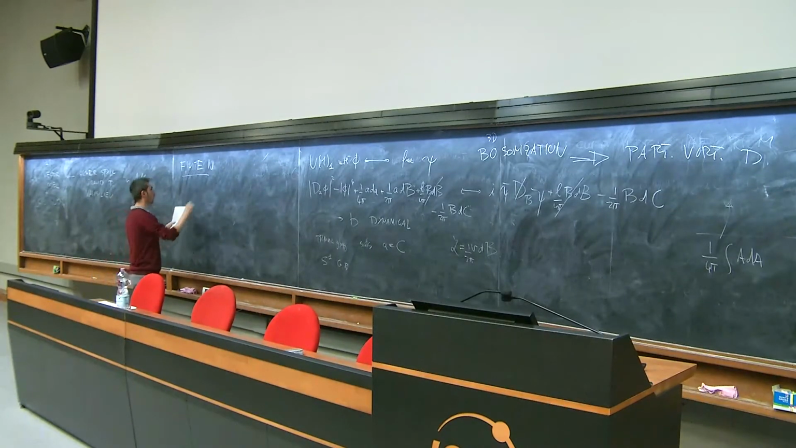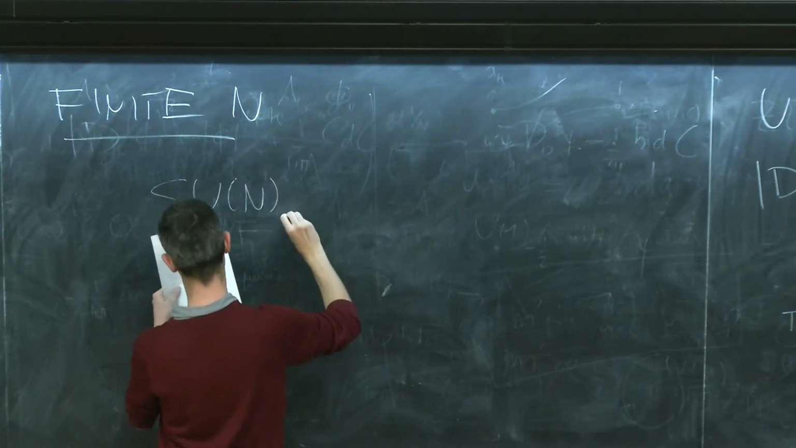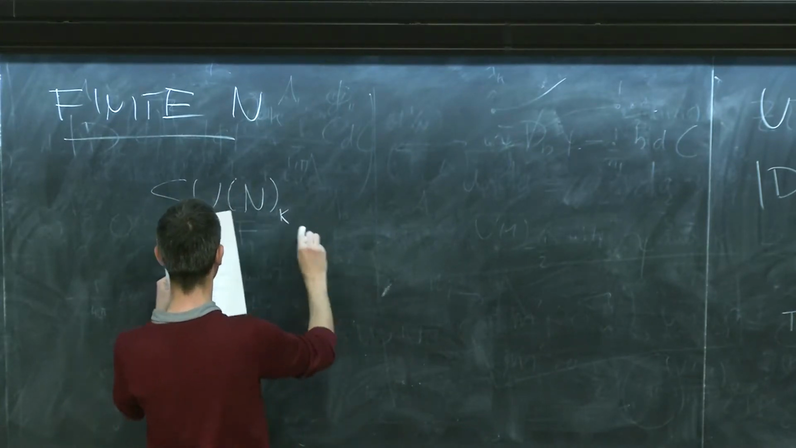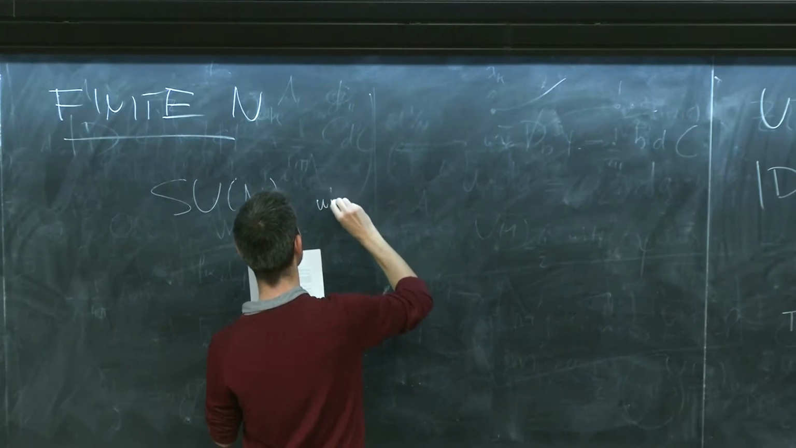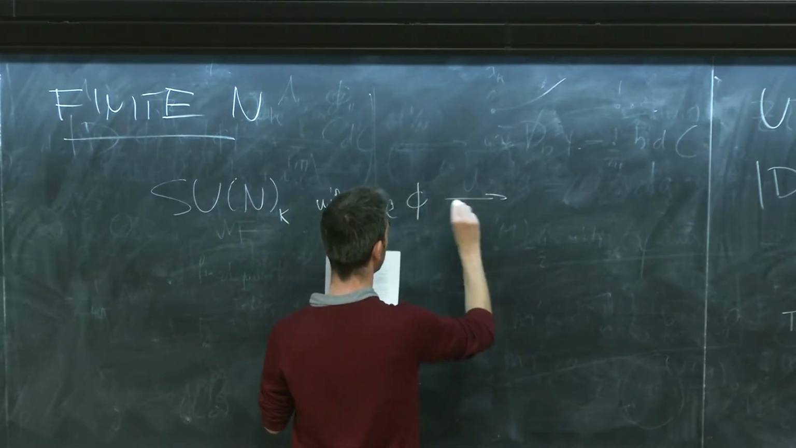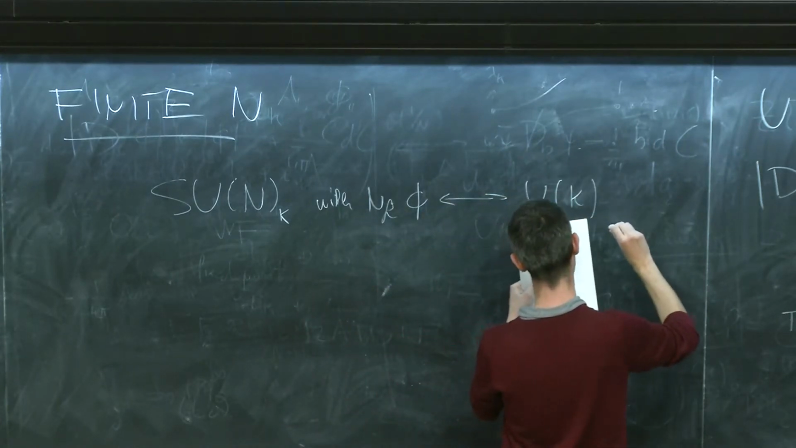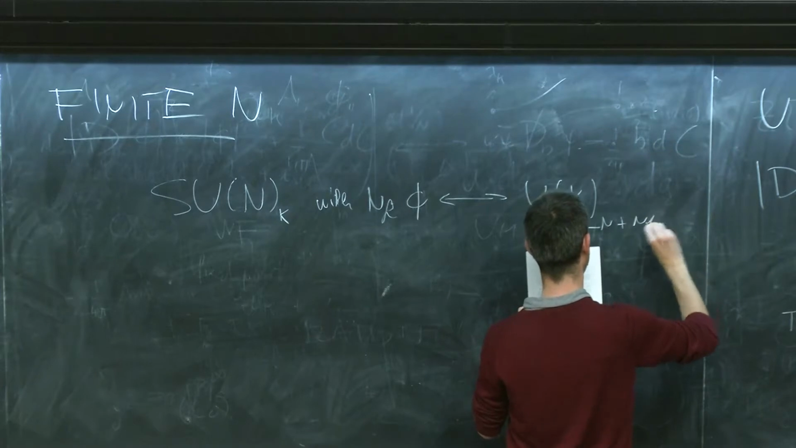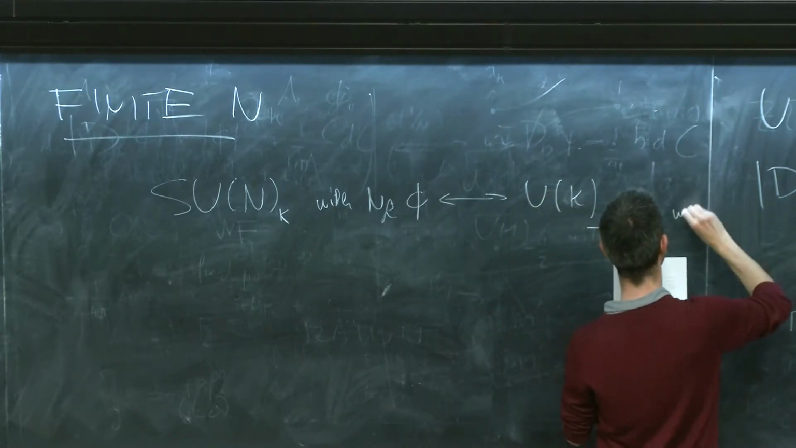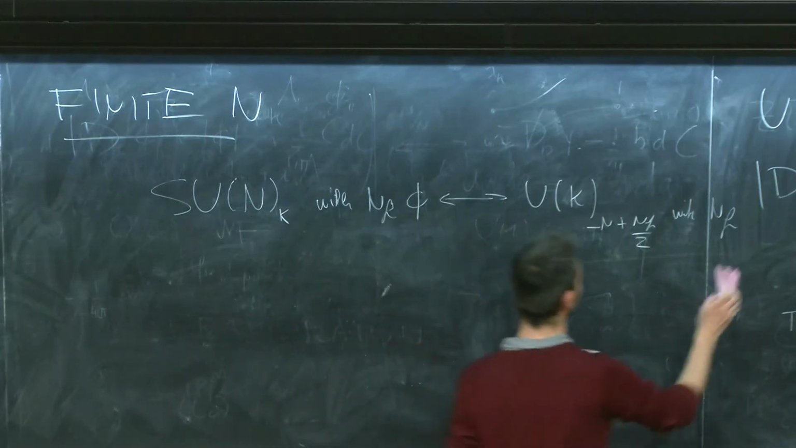There are various proposals. One of them is the following. SU(N) at level K with N_F scalars is dual, in the infrared, to U(K minus N plus N_F over 2) with N_F fermions.